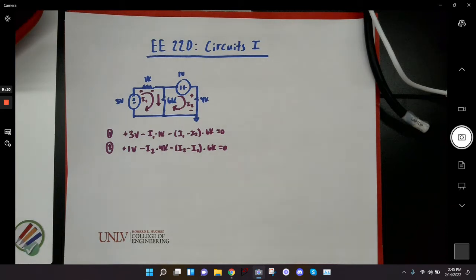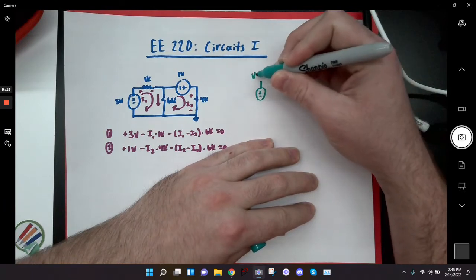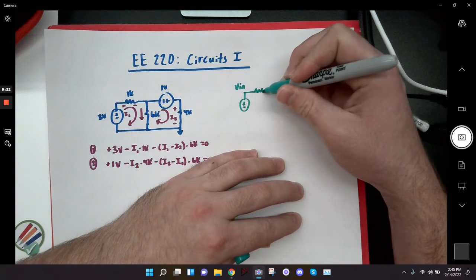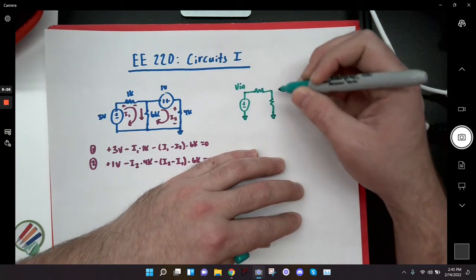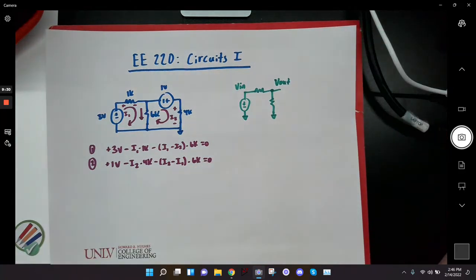So I don't know how many of you remember me talking about the voltage divider. When we did the voltage divider, I talked about it as if it were a system, and I called this the input of the system. And if I have my divider set up in the standard form, this is the output of the system. I called that V in and V out.